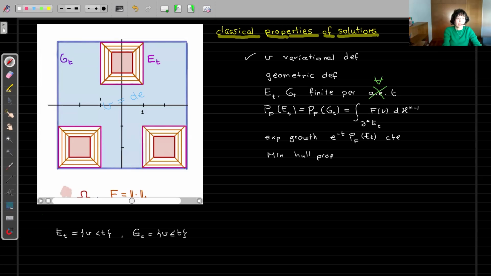And you also get minimizing hull properties of the solutions. Meaning that this set E_t is some kind of minimal compared to competitors coming from the outside. So it minimizes perimeter among all the subsets containing it and containing the original Omega. And G_t is strictly outward minimizing, meaning that among all the anisotropic perimeter minimizers or envelopes of E_t, G_t is the one that maximizes the Lebesgue measure.